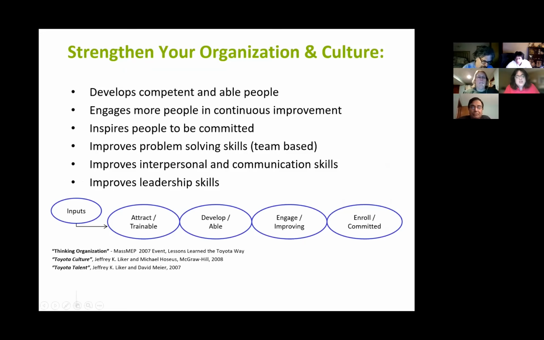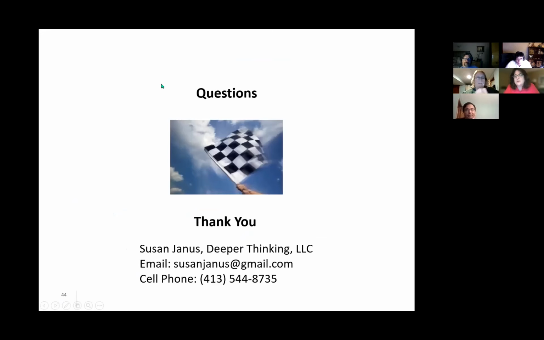But I really love the chain. It's like a human. It comes from Toyota Talent. I can even tell you what page number if you want. But it's a beautiful thing because it says, when we hire people, we have to develop able people. Then we have to move them to engage. Then we have to move them to enroll. And we can do that with the TWI program. So that's it on my part. Ken, I'm open to any questions.